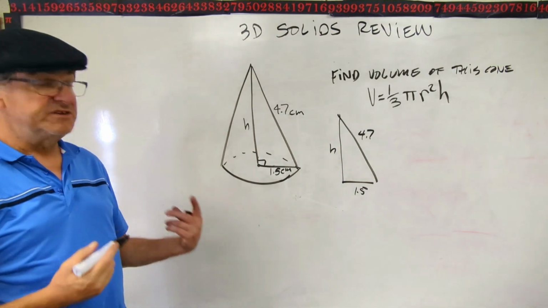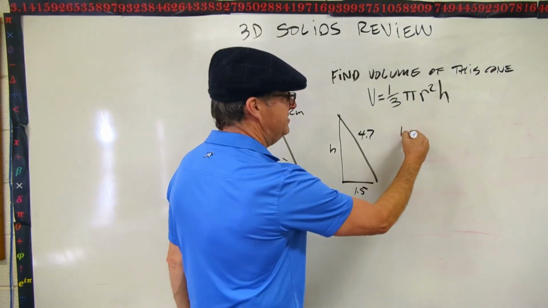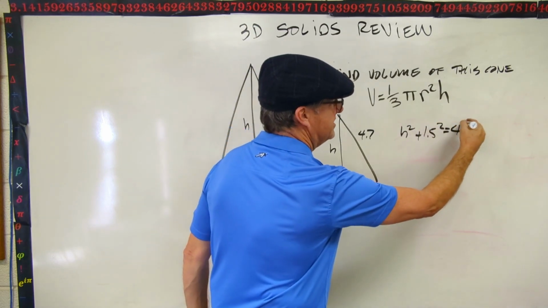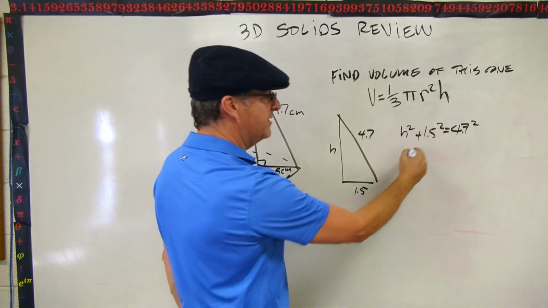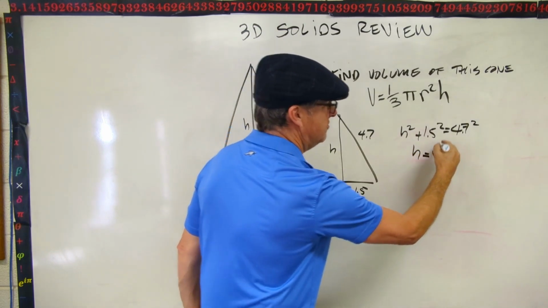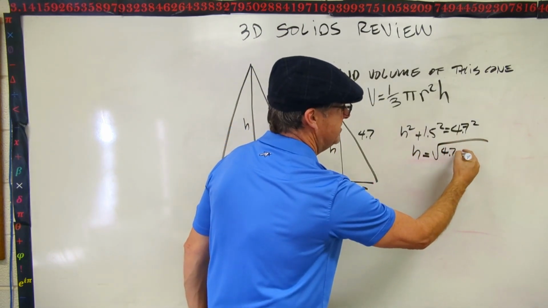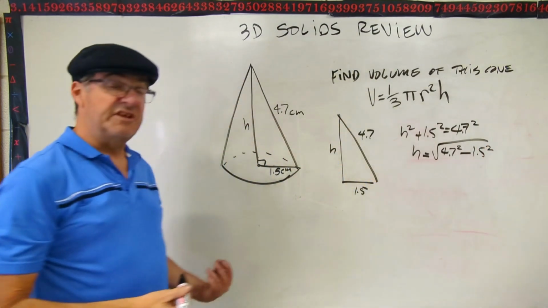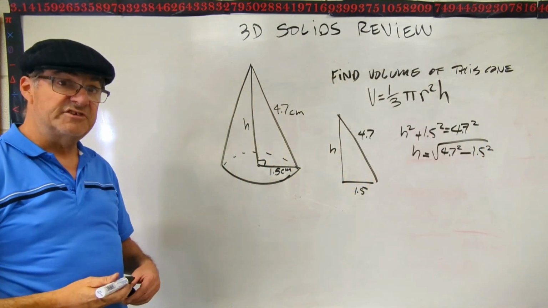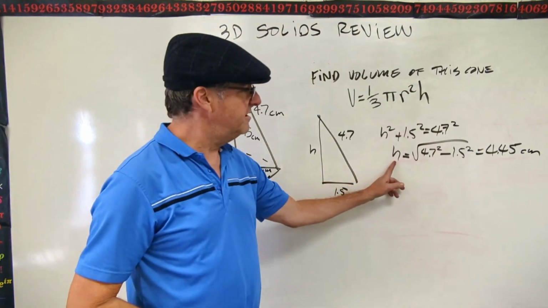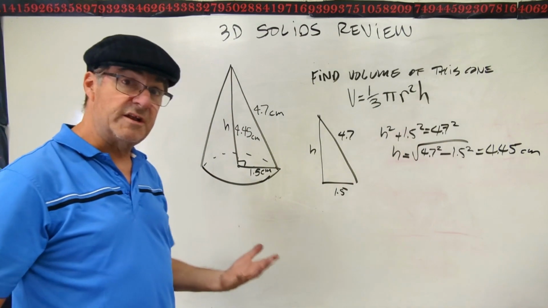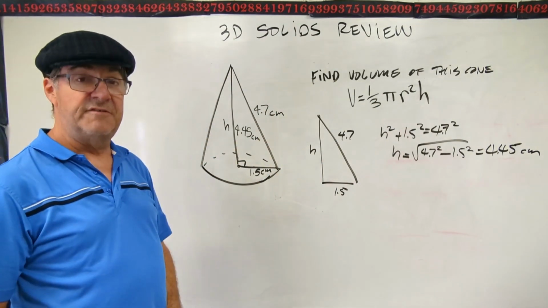So now we can do this. We have h squared plus 1.5 squared equals 4.7 squared. So now we end up with h equals the square root of 4.7 squared minus 1.5 squared. Now that's going to give us our h. Go ahead and do that calculation. All right, so here's what I get. I get 4.45 centimeters for the height of my cone. Now go ahead and pause the video, do the plug-in, and find your volume.